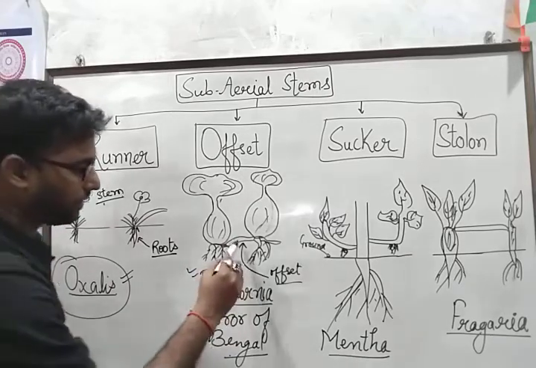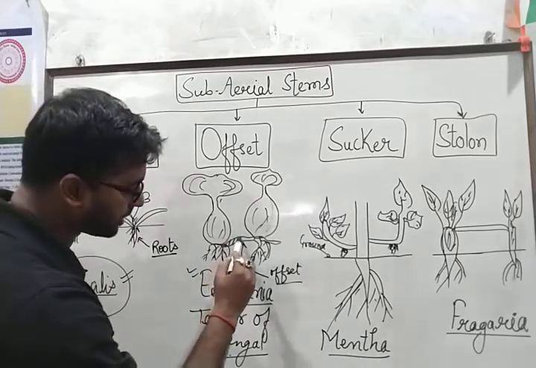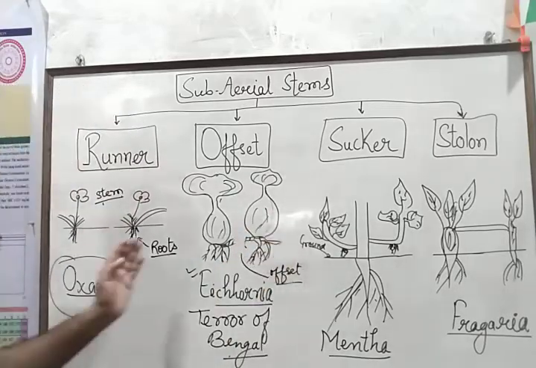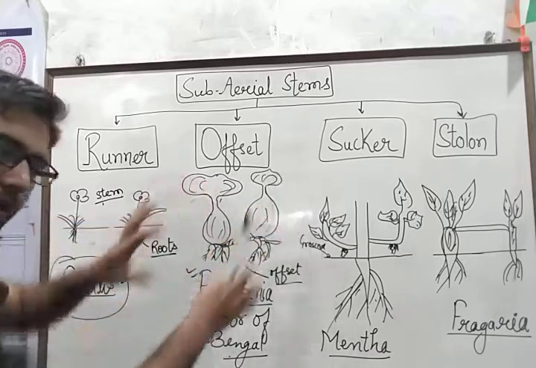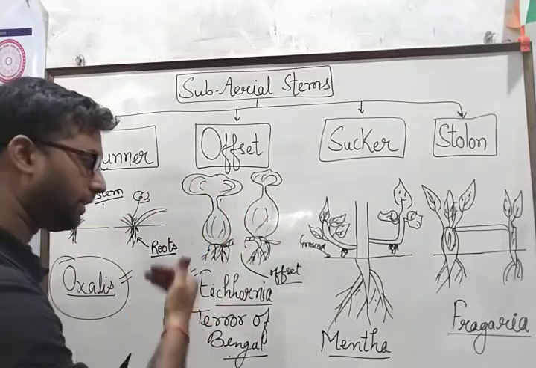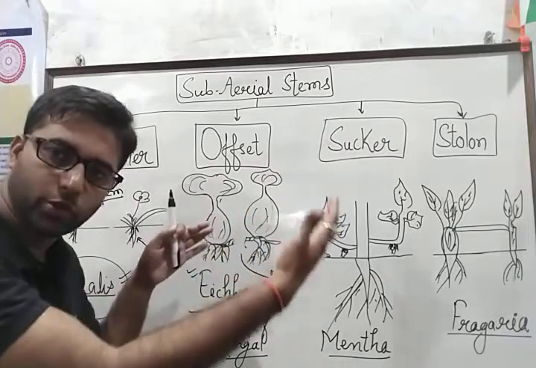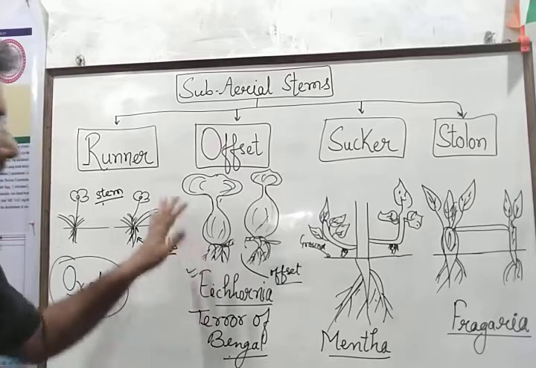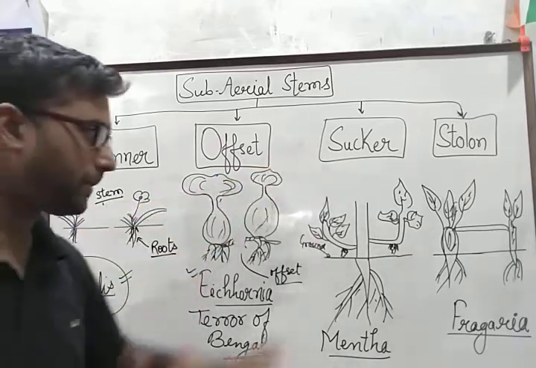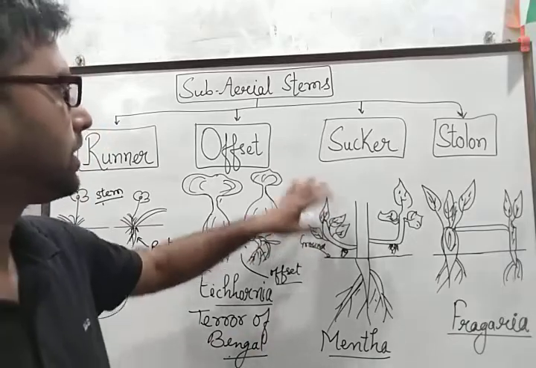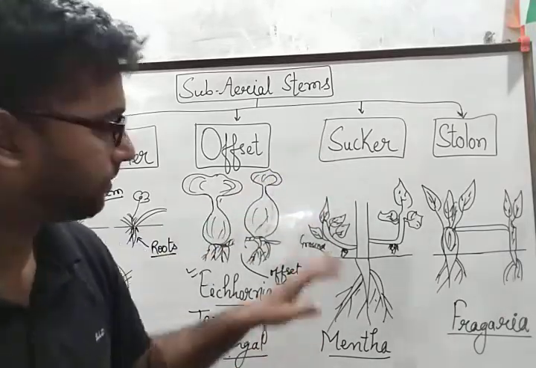So when this offset, this structure, gets detached as in the runner, the two bodies get separated, and with the virtue of time they grow into a new plant. Now move to the sucker. Sucker is another subaerial structure which is used as a vegetative propagule.